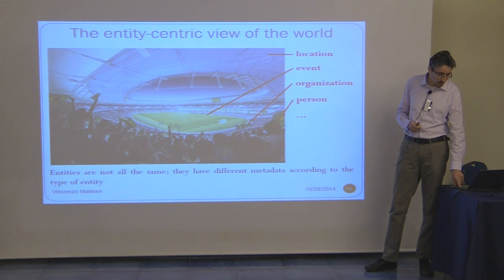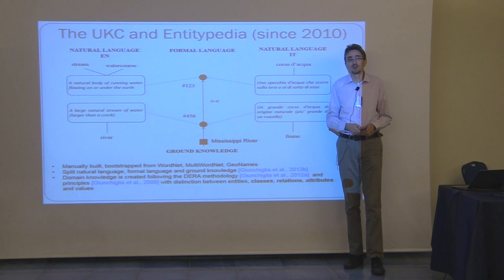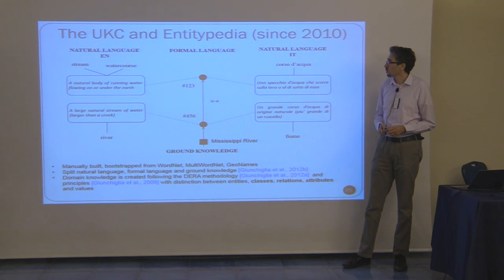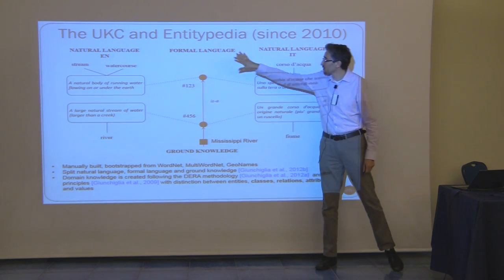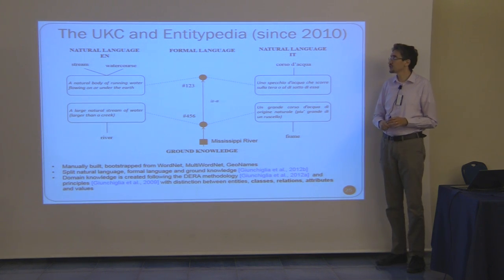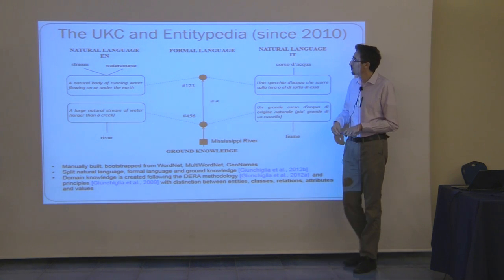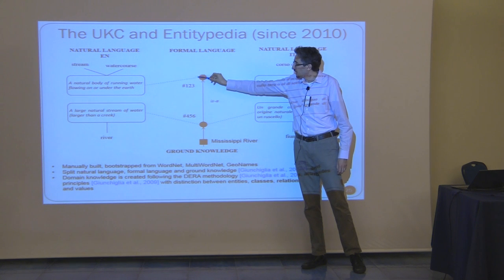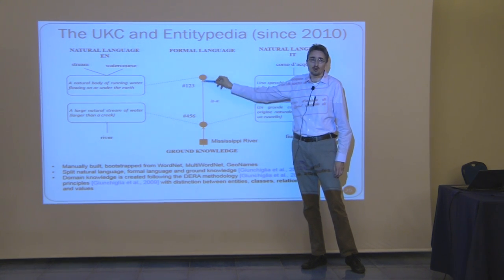I condensed in one slide what is at the core of our approach. We got inspired by all the previous knowledge resources and linguistic resources. We distinguish between three different levels: the natural language, the formal language, and the ground knowledge level. In our knowledge resources, each single piece of information is hosted in a different component. What we do is make an effort at the beginning, through ontological analysis, to come up with the ontology.